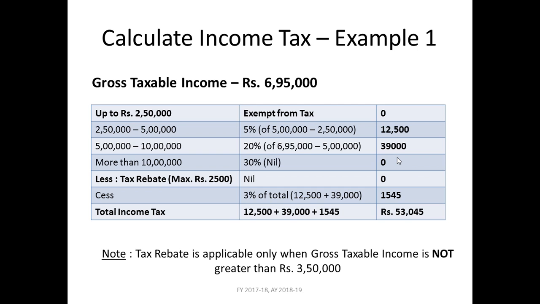Alright, and since the gross taxable income is more than 3,50,000 in this case, it will not be included in this particular calculation. So if you add the 5% and 20% sections, that is 12,500 and 39,000, and 3% of cess will be applicable on the total of the tax that has been calculated previously, it comes to around 1,545. So the addition of all these three comes to around 53,045. That is the amount that you are supposed to pay on your gross taxable income, 6,95,000.